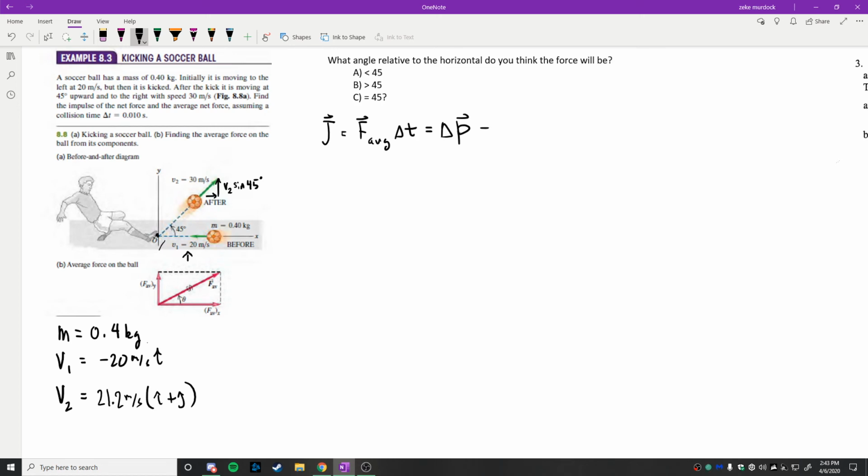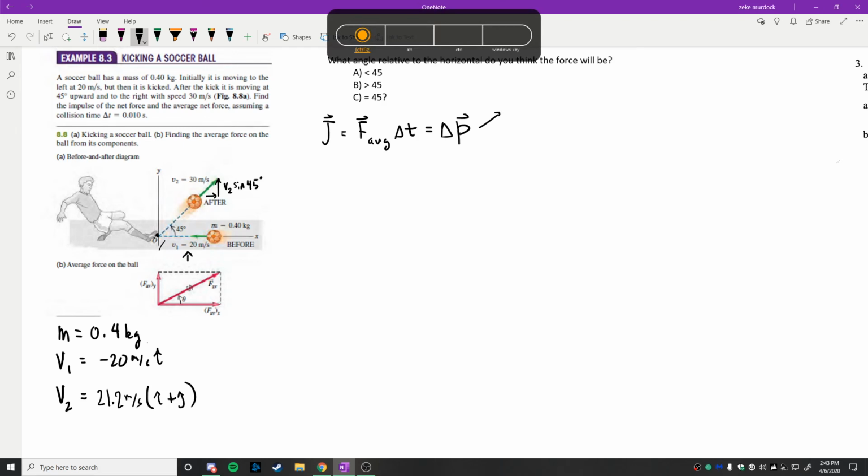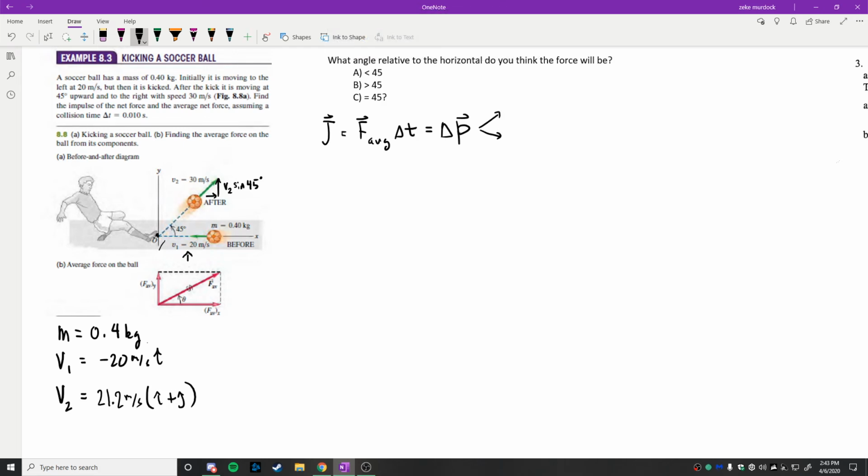Really we can break this equation down into two equations, one for the x direction and one for the y direction. We don't necessarily have to do this, but we can say that there's an x component of impulse that should be equal to the change in the x momentum of the object, and a y component of the impulse that's equal to the change in the y momentum of the object.